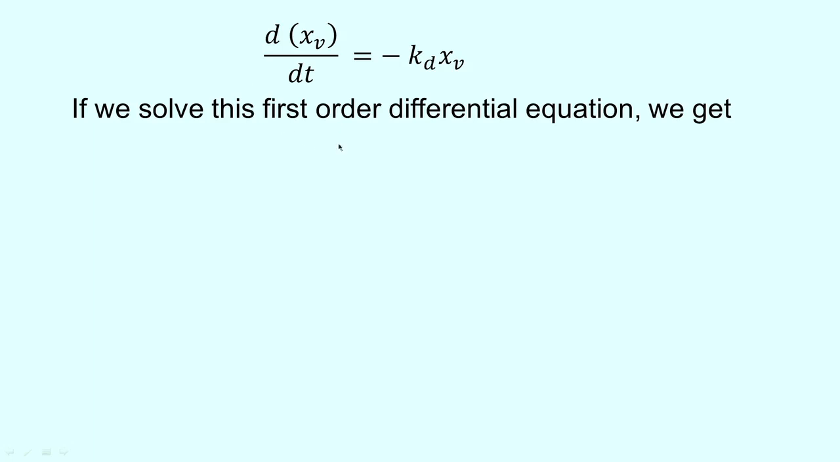If we solve this first order differential equation, we get ln, or natural log, of x v naught by x v equals k d times t, where x v naught is the concentration when we began the process of heat sterilization, and x v is the viable cell concentration at any time t.